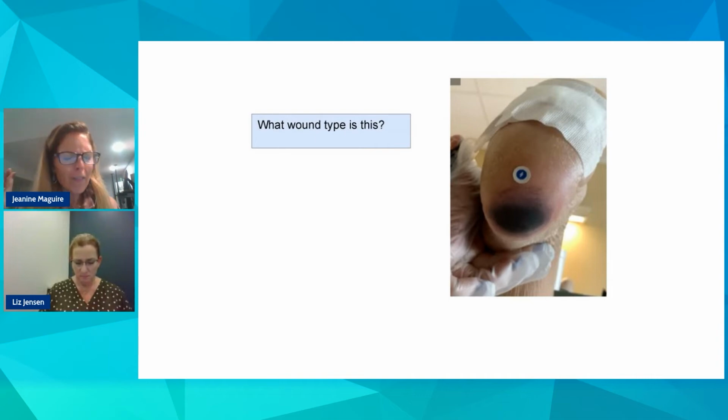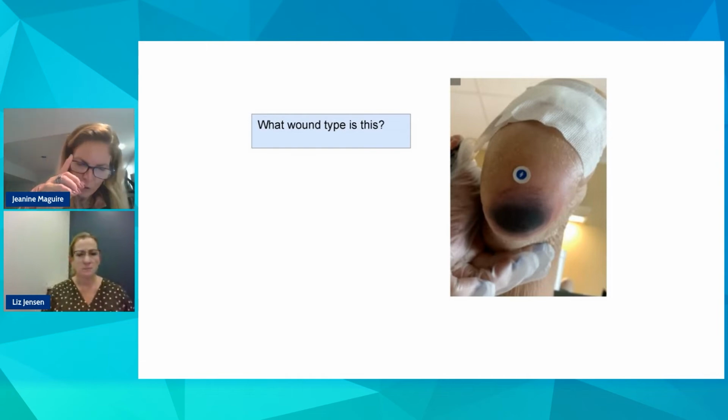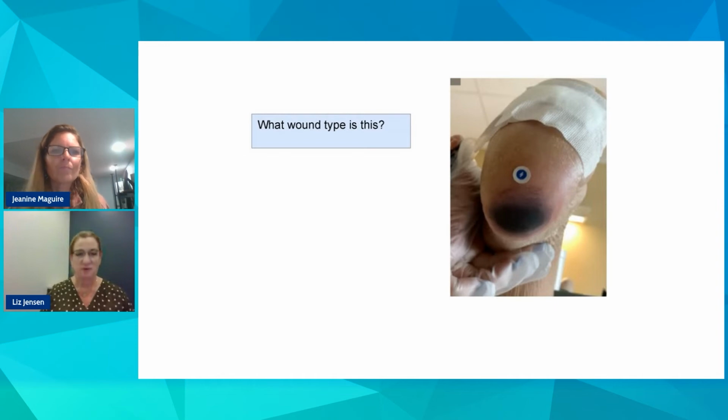So given that very brief description, which wound type is most probable without diving deeper? What are you thinking first? The majority says it's a pressure injury. That's correct. The majority are correct. I see the other answers all the time, though.